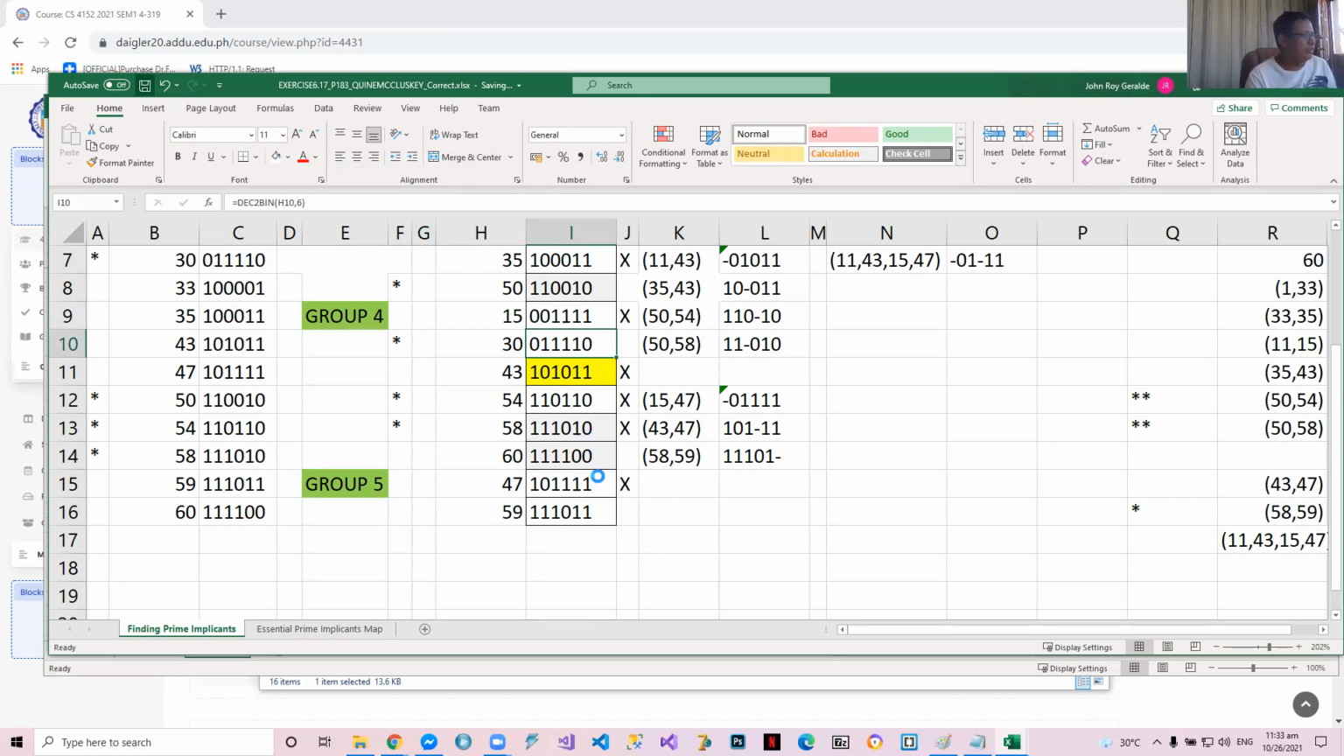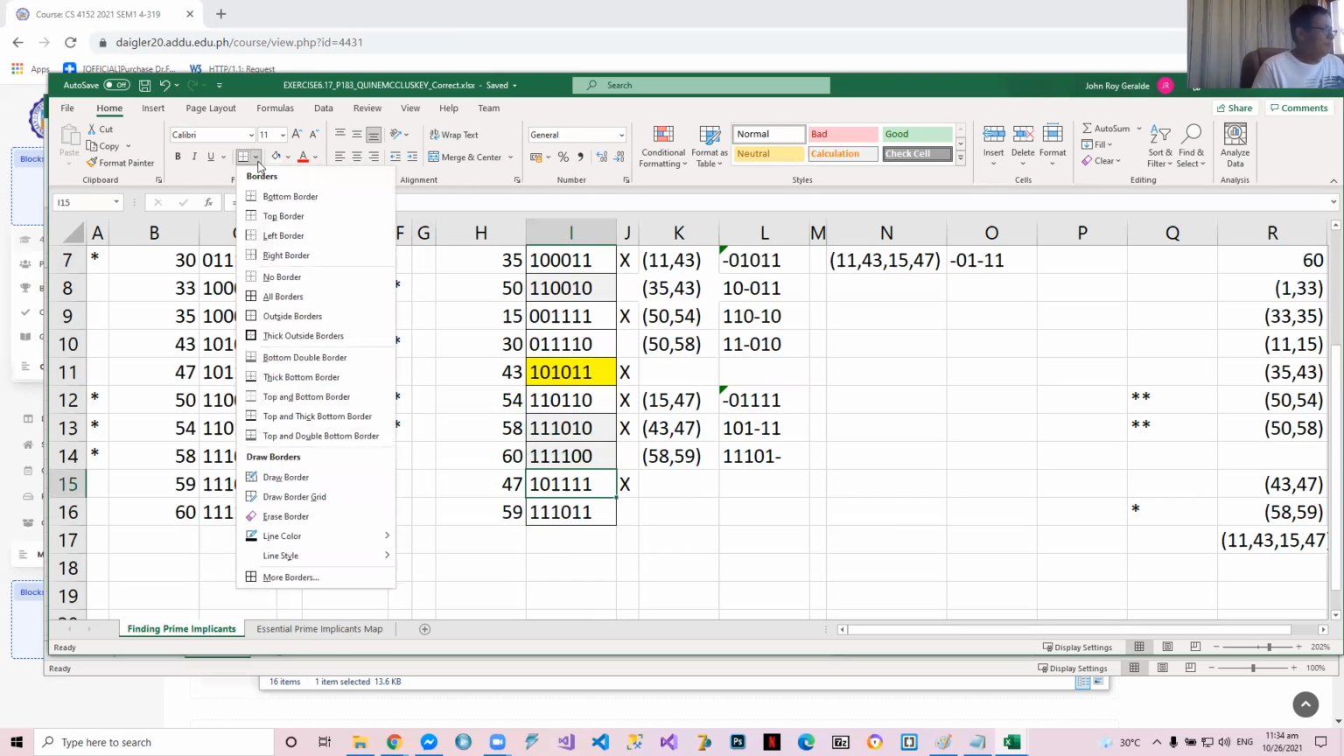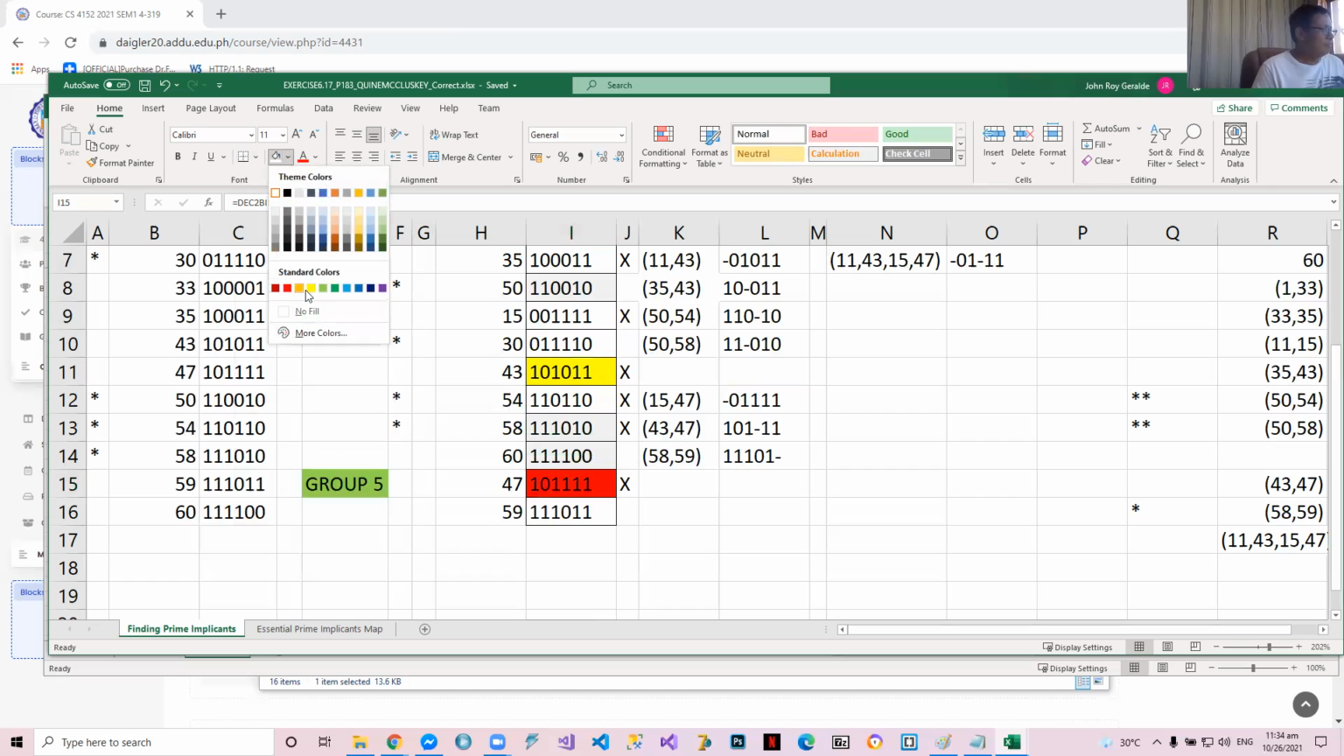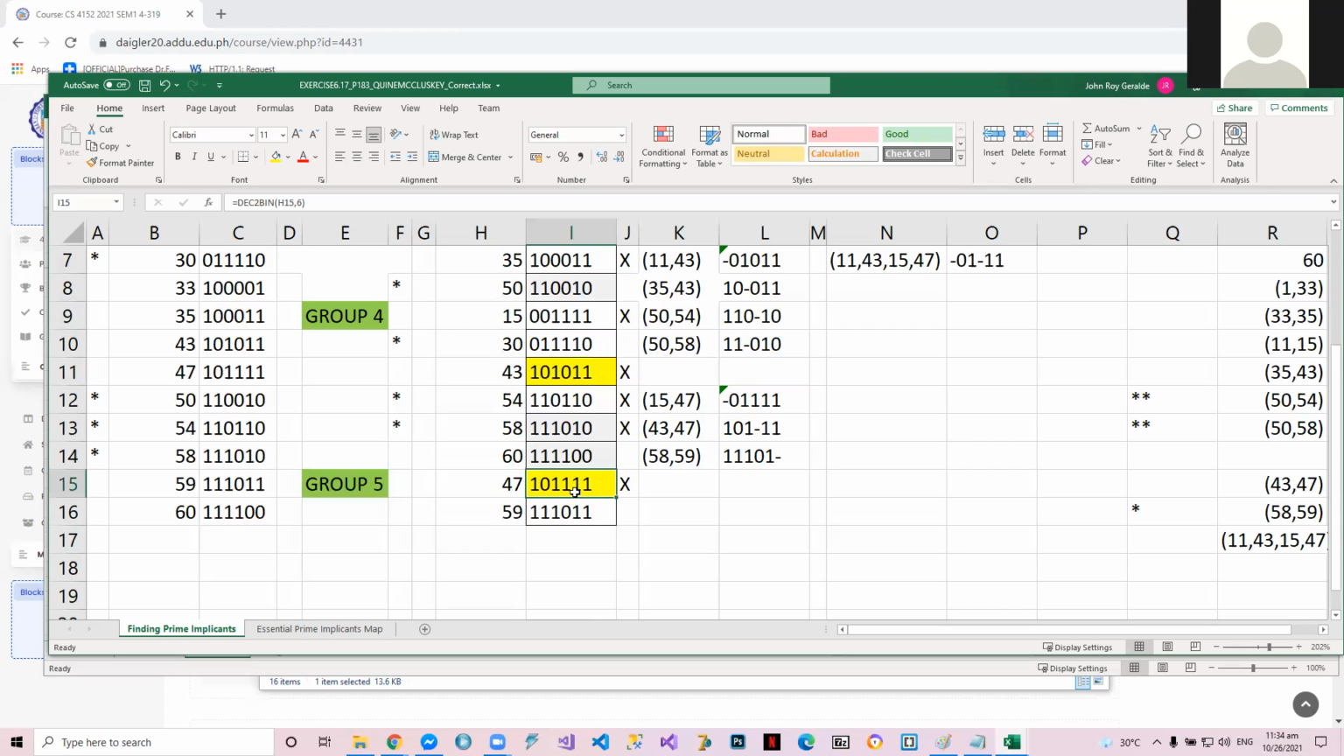Okay, we'll proceed to 43. Okay, we'll match this with 47. Okay. So where do they differ? They differ in the third, right? Fourth, sir. Fourth. Okay. So my dash ito. So 43 and 47. 47 have been marked out. So it's there. And then we'll whiten this.